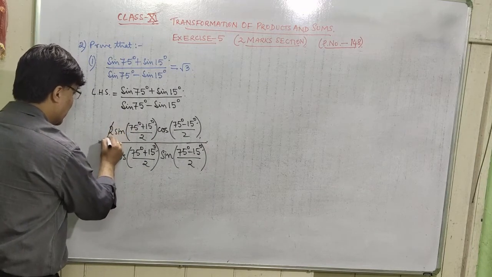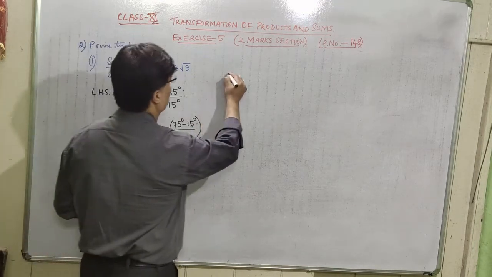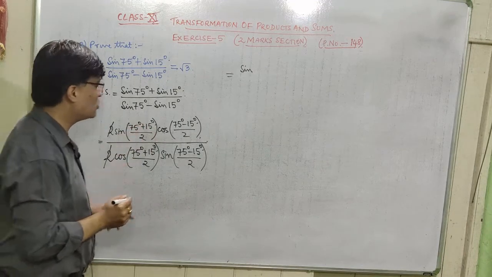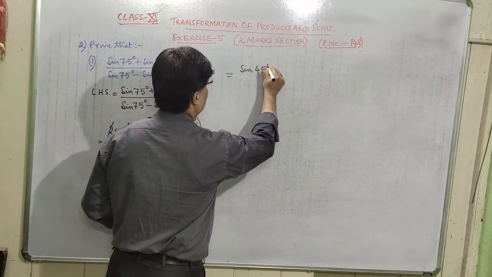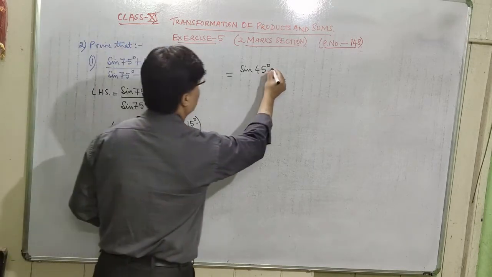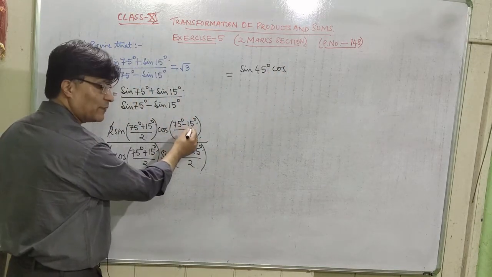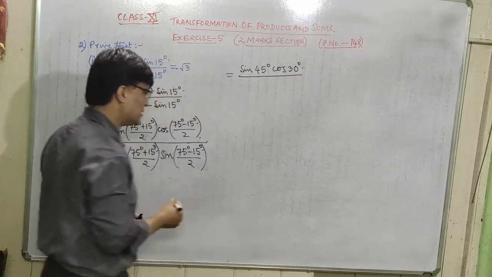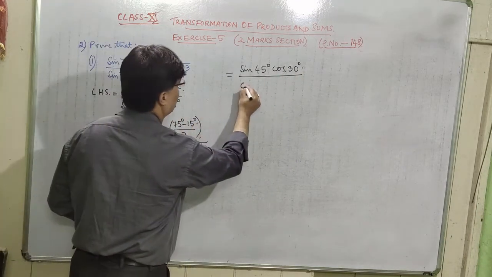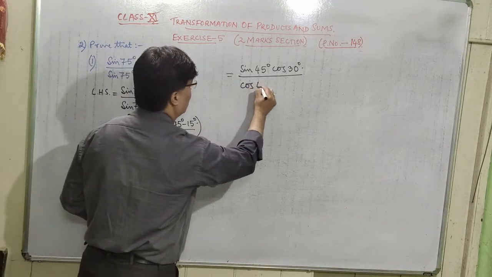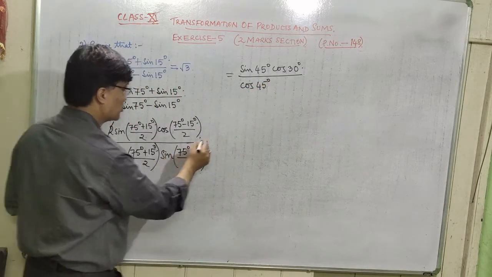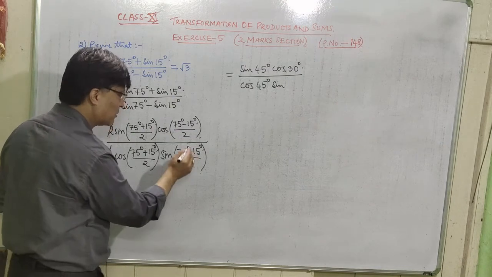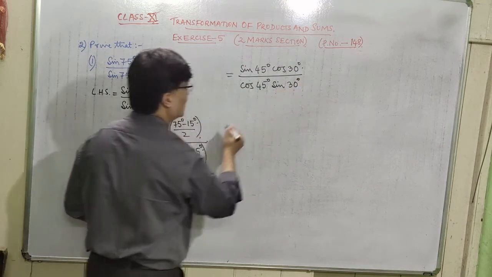Okay. So here these 2 will be cancelled, which is equal to sine of 75 plus 15, 90 divided by 2, 45 degree, next cos of 75 minus 15, 60 divided by 2 is 30, cos 30 degree, divided by cos 75 plus 15, 90 by 2, 45 degree, and then sine of 75 minus 15 is 60 divided by 2 is 30 degree, right?